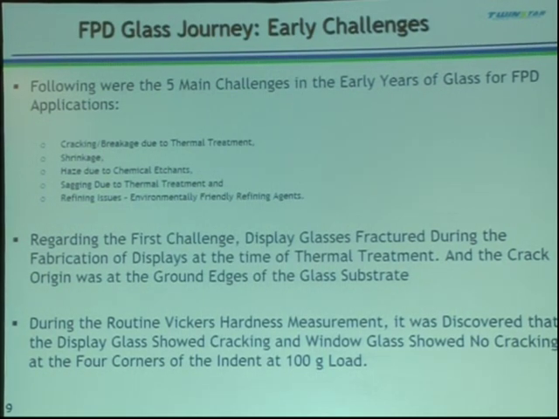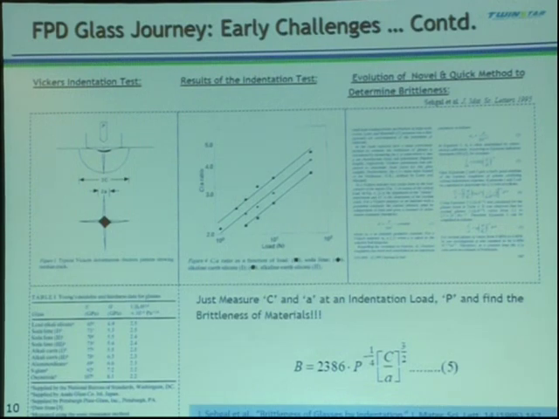While I was working on it, I found that when you did indentation using a diamond pyramid at a certain load, window glass would not crack so easily, but the display glass would crack very easily. The crack length at the 4 corners of the indentation, the ratio of crack length to the diagonal, was very high. I jumped up and went to my boss. I said, I found it. And I termed it the index of brittleness, which was the C by A ratio.